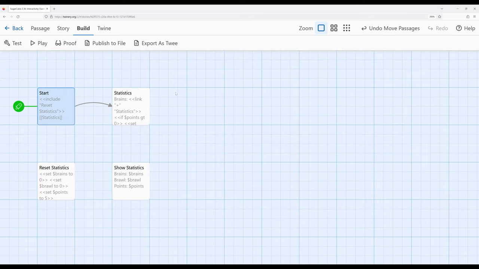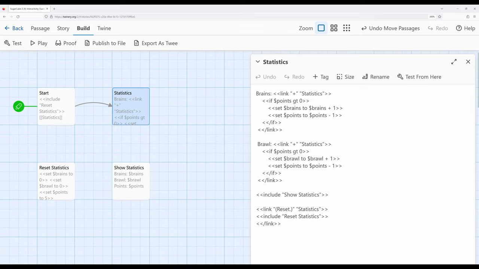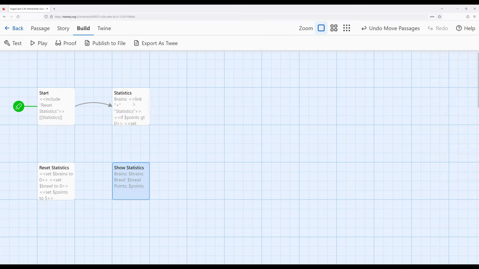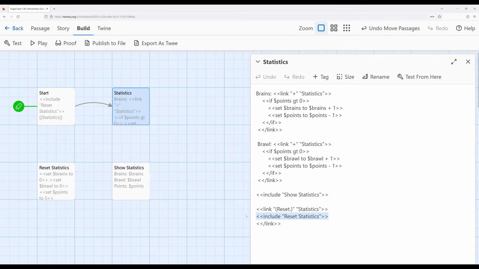It also correspondingly decreases the statistics passage by another three lines. At the same time, the statistics passage has brains, brawl, and points spread out across it. We saw originally that brains, brawl, and points were three separate lines here. But if we wanted to, we could break them up into a separate passage and again use the include macro to include its contents right here in statistics, but potentially in another future passage as well. That's what I've done as well. Notice right here, include show statistics, brains, brawl, and points right here. And notice statistics as well is now also including reset statistics, just like the start passage was.